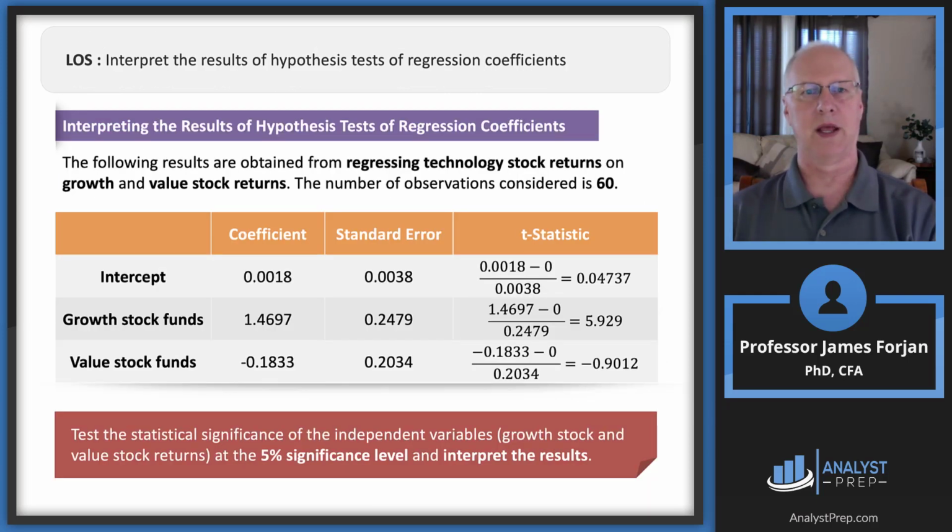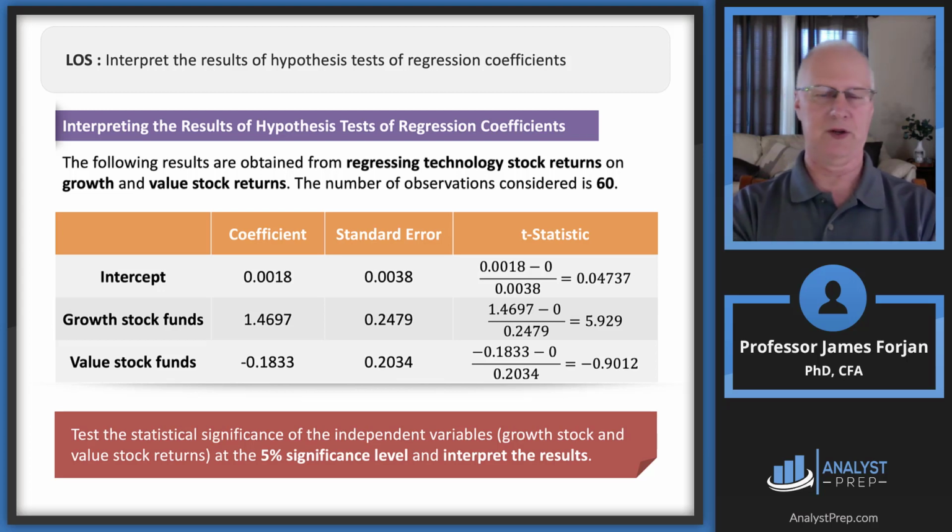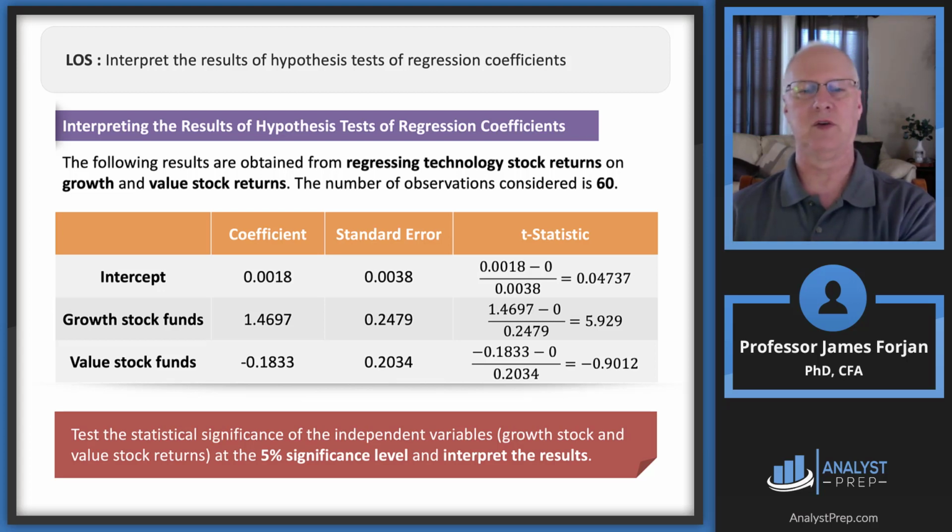All right, let's go ahead and interpret the results of a different regression model. And so what are we doing here? We believe that the returns on growth stocks and the returns on value stocks can explain the return on technology stocks. Observations is 60, so there's the output. And to get the test statistic, all we really need to do is take one column and divide it by the other column, assuming the null hypothesis is that the partial coefficient is 0. And so we get the test statistics over there on the right.